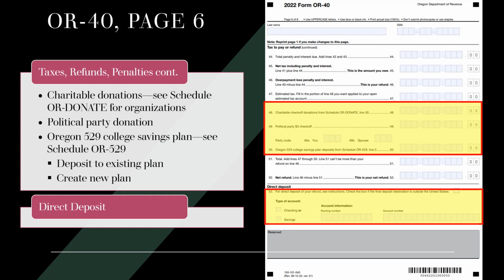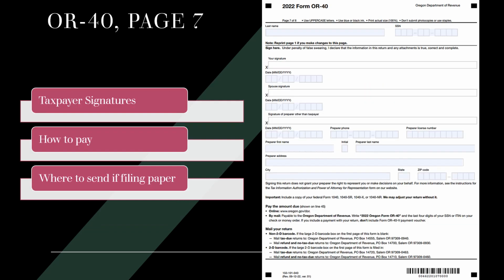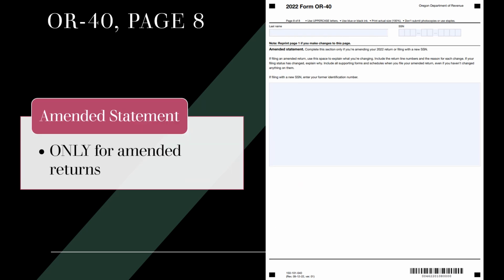And last but most common, taxpayers can enter their direct deposit information or receive a check. Page 7 is for taxpayer signatures and includes instructions for how to pay as well as where to send the return if they are filing a paper return. I bet you thought we were done. Well, not to disappoint, we have page 8. And this is where we would put any notes regarding changes if this were an amended return.